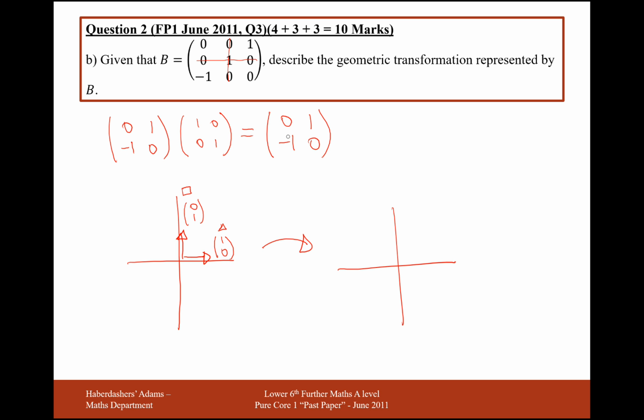Well, the 1, 0 is going to move to 0, minus 1. So that's going to move it down here. So the triangle has moved down here, and the square has moved to 1, 0. So the square has moved to here. So I can clearly see that what's happened here is there's been a rotation around the point 0, 0, 90 degrees anti-clockwise. So that's what I'll need to write. Rotation 90 degrees anti-clockwise.